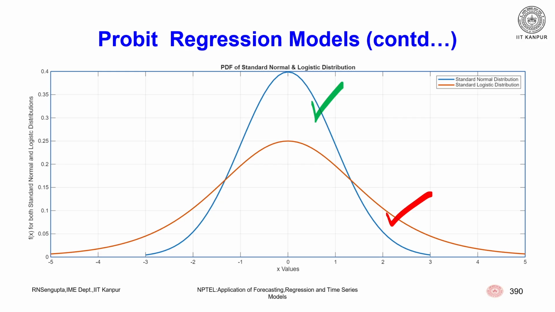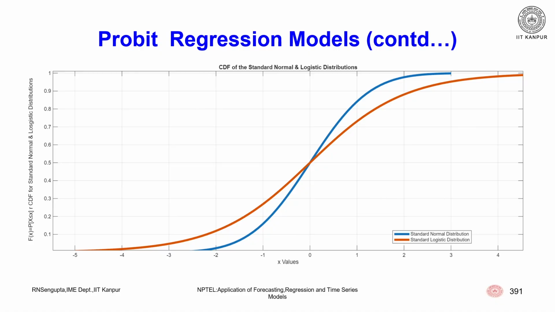Now, if you remember, I mentioned something about the PDFs. What if we have the CDF value, which is basically the S function which we are discussing? So, this is the CDF of the standard normal and logistic distributions, considering the S function or the CDF values.